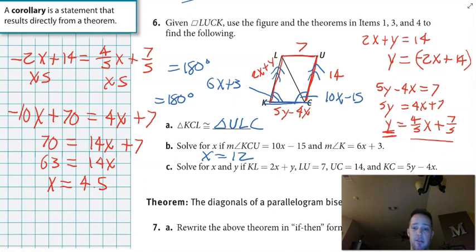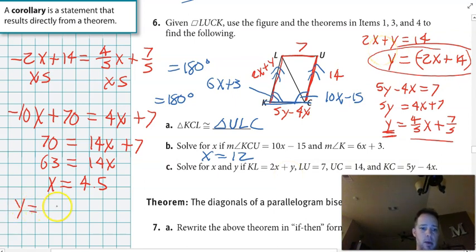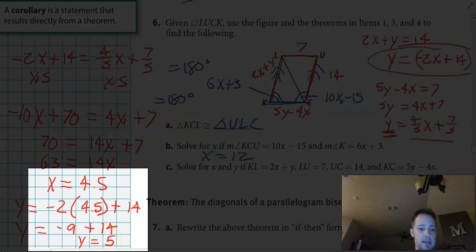And I guess we still need to solve for y on this one. So we'll go ahead and plug that into one of the two equations. I could plug it back into this one here, would be the easiest one. So x equals 4.5 and y equals 5.